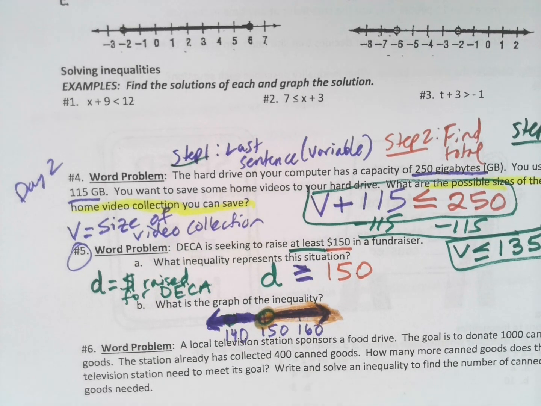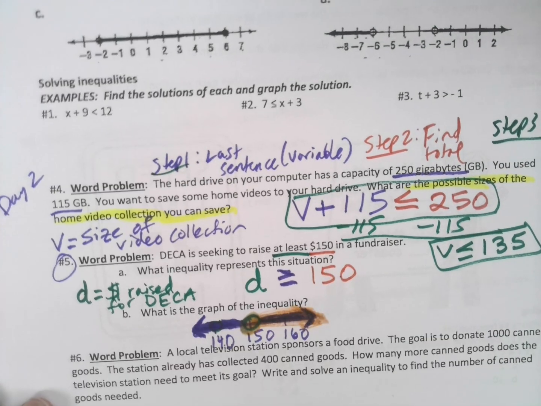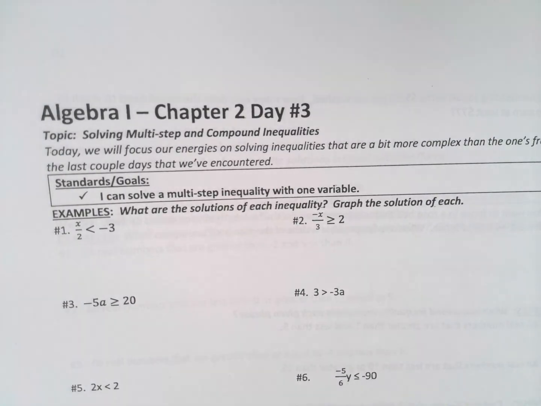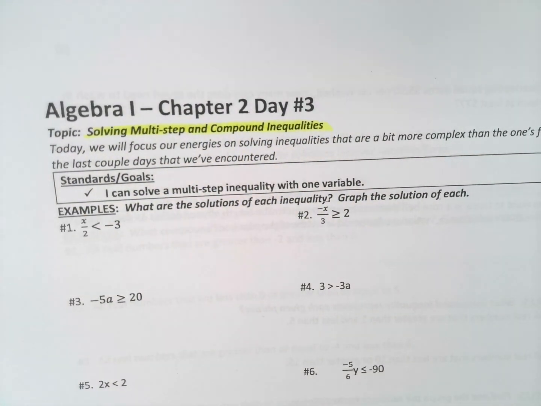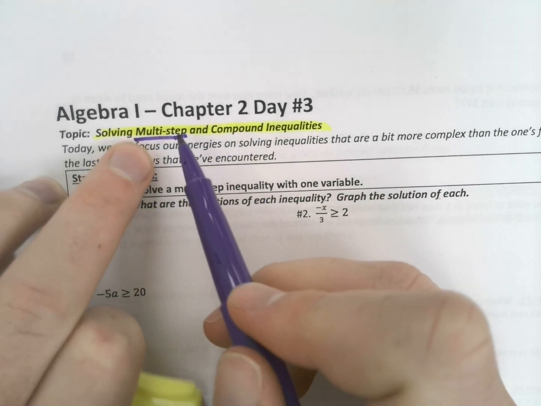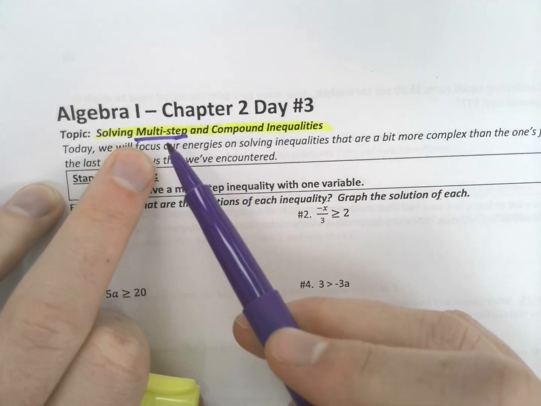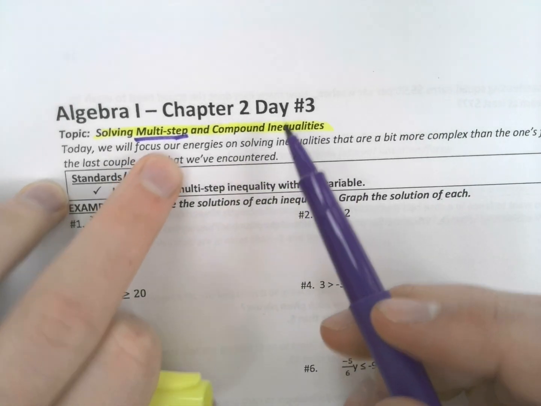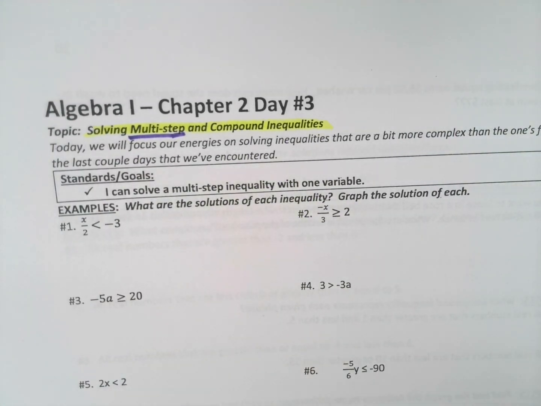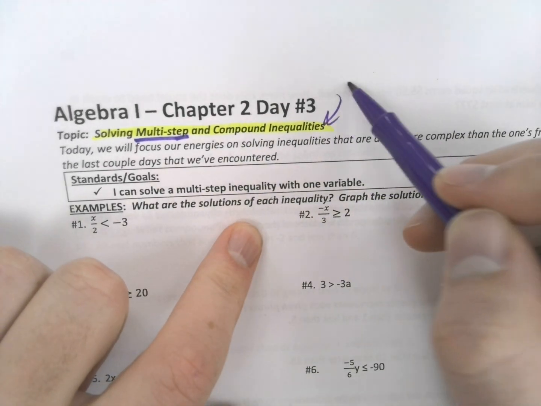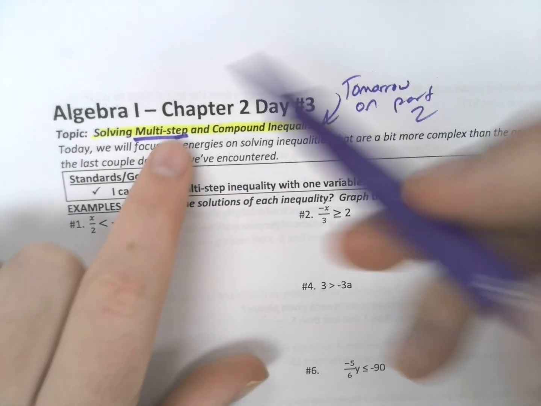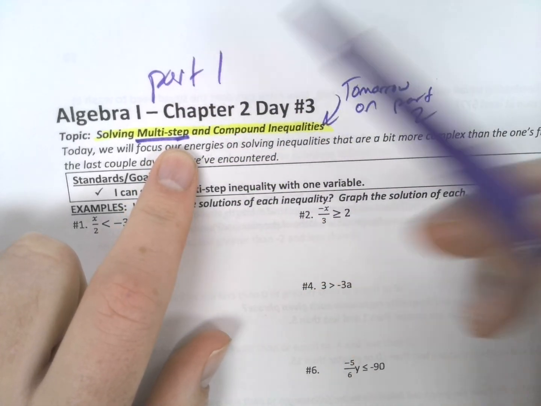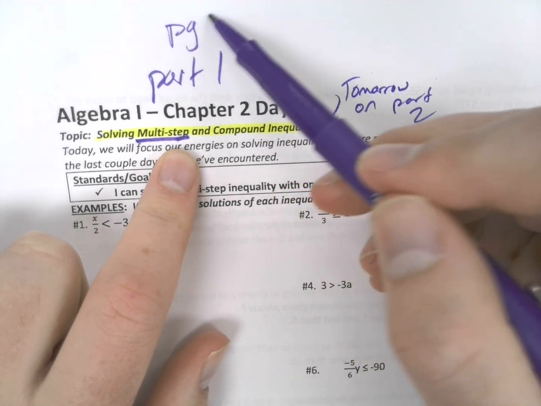All right, guys, let's hop on over to the last page we're going to be working on. Let's hop on over to day three. And you're going to see that our topic, this should look familiar, is multi-step. That means more than two. We're going to be solving multi-step inequalities and dealing with some compound inequalities, although really this part is going to come tomorrow on part two. Today is going to be all about part one here on page 9.